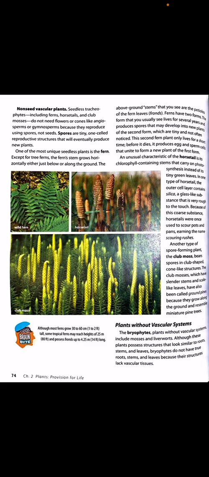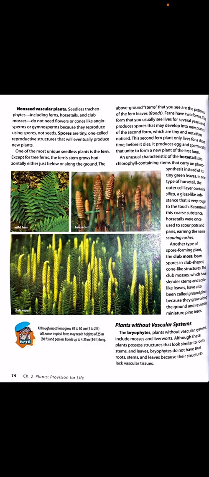Except for tree ferns, the fern's stem grows horizontally, either just below or along the ground. The above-ground stems that you see are the petioles of the fern leaves. Ferns have two forms. The form that you usually see lives for several years and produces spores that may develop into new plants of the second form, which are tiny and not often noticed. This second fern plant only lives for a short time before it dies. It produces egg and sperm cells that unite to form a new plant of the first form.